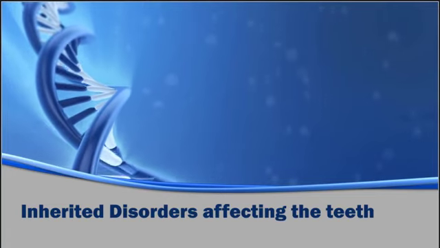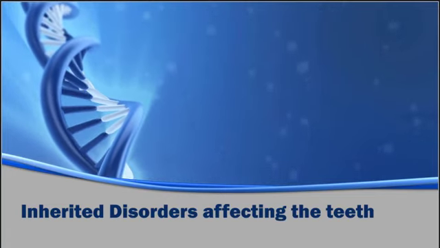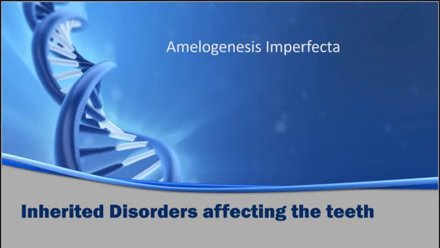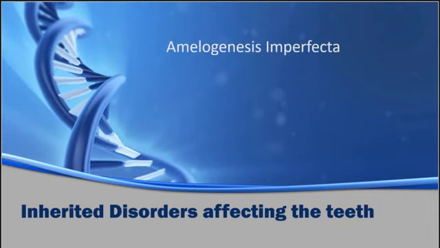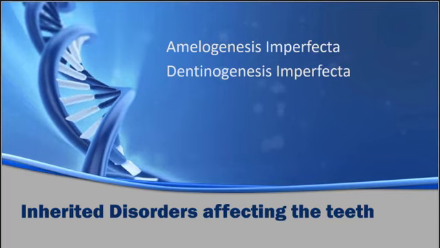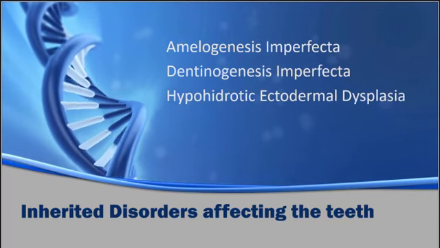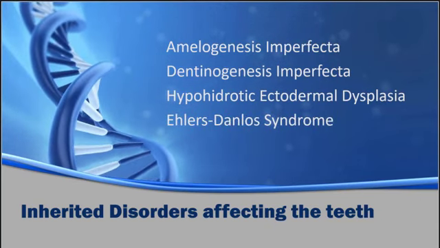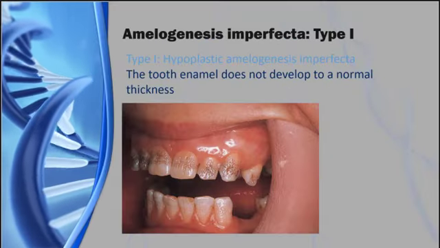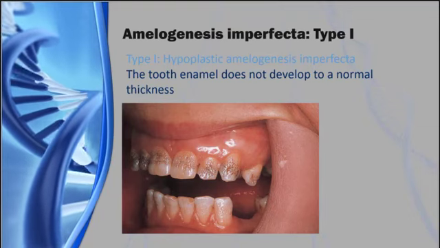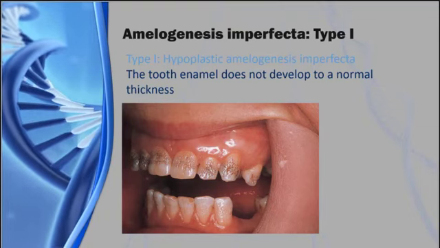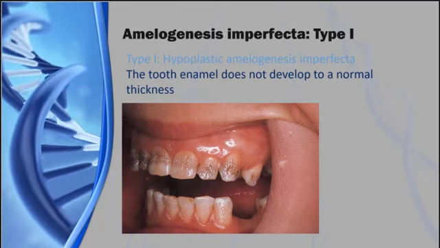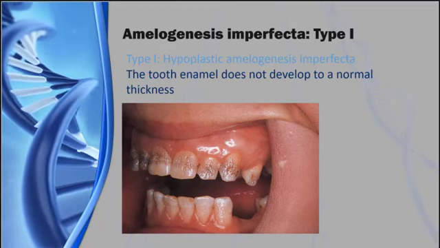Our last set of disorders is going to involve conditions which affect the teeth. So we have Amelogenesis imperfecta, that one should sound familiar, Dentinogenesis imperfecta, Hypohidrotic Ectodermal Dysplasia, and Ehlers-Danlos Syndrome. We first learned about Amelogenesis imperfecta in oral anatomy, so hopefully this should seem familiar to you. But there are different types of Amelogenesis imperfecta.